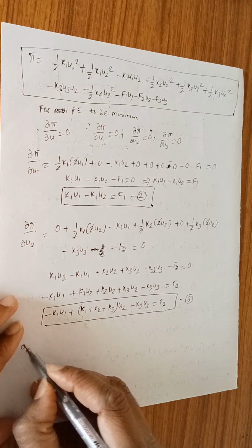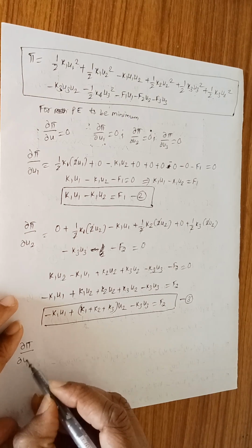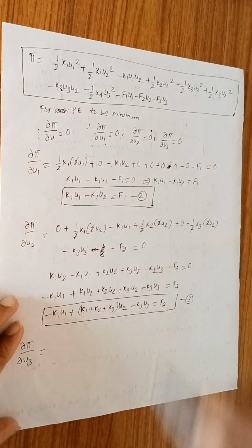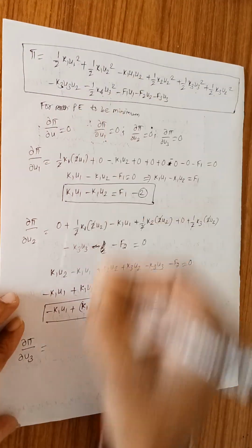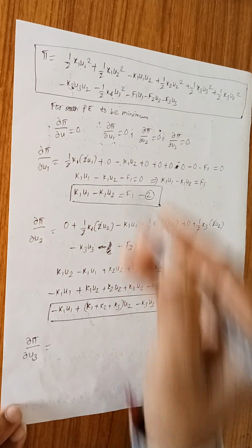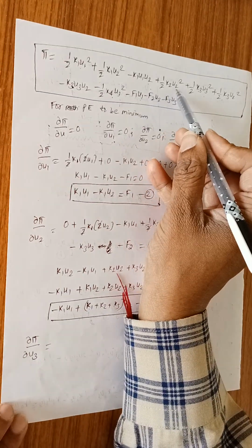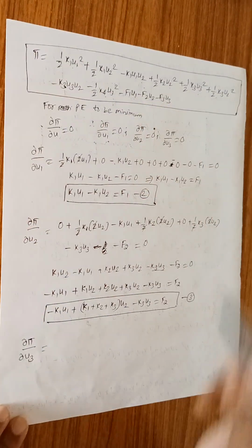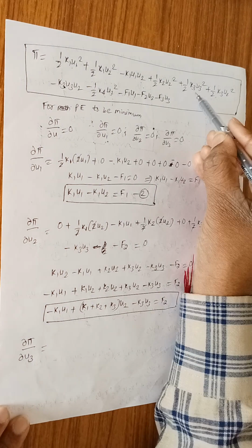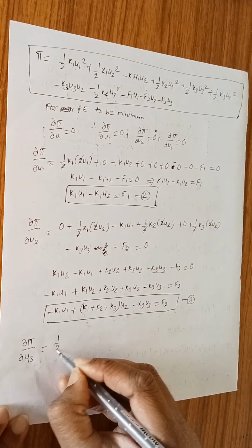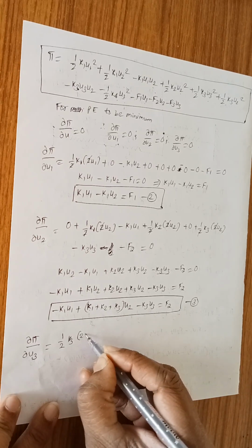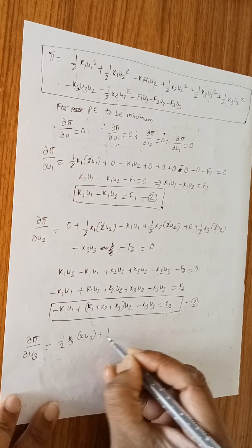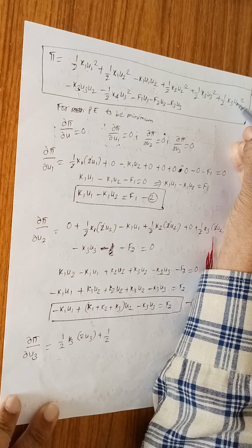Next, let me partially differentiate this equation with respect to u3. So finally what I'm going to get is, here only u3 is going to be considered variable. The first, second, third, fourth terms, everything up to that, all these terms are going to be considered 0, because there is no u3 variable. Here you have the u3 variable, therefore it's going to be half k3, and differentiation of u3 square is going to be 2u3.